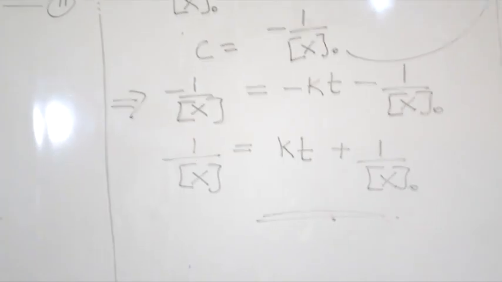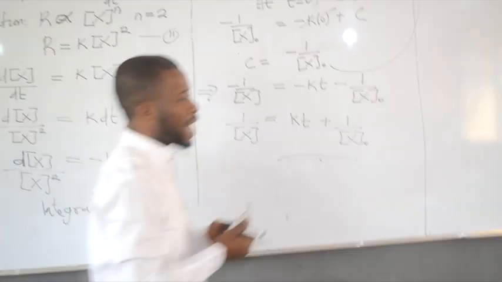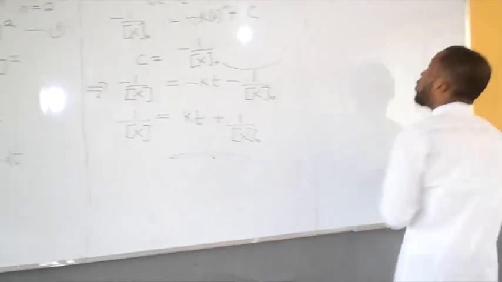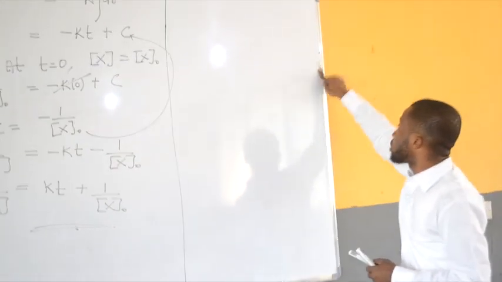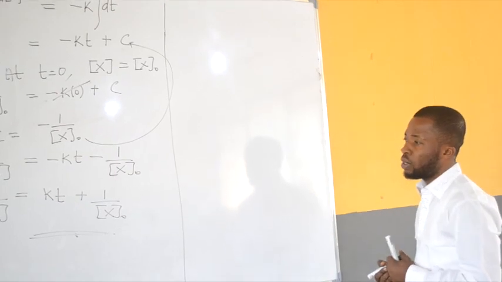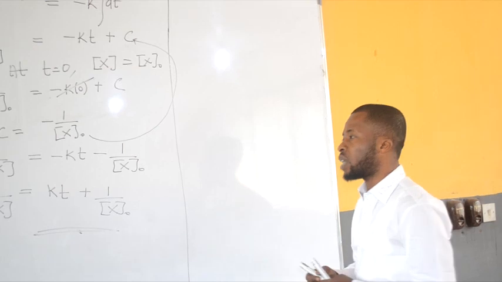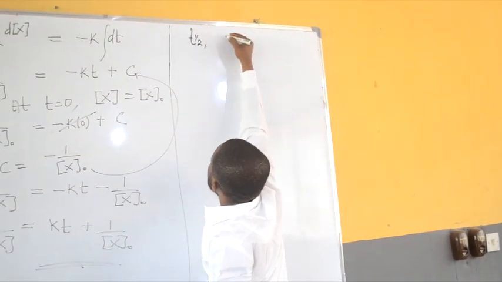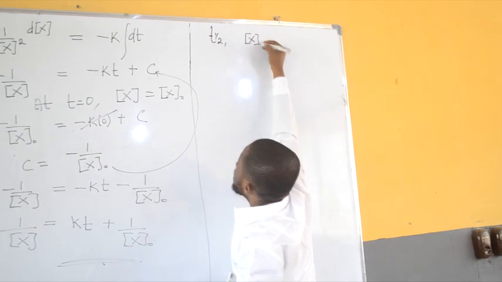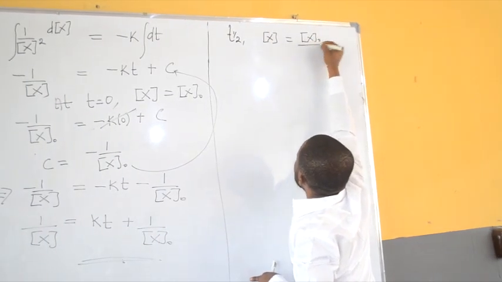Now, how do we get our half-life for a second order reaction? Of course, the half-life of any substance is the time it takes for that substance to reduce to half of its size. That means at t half, the final value of x will be equal to the initial value all over 2.